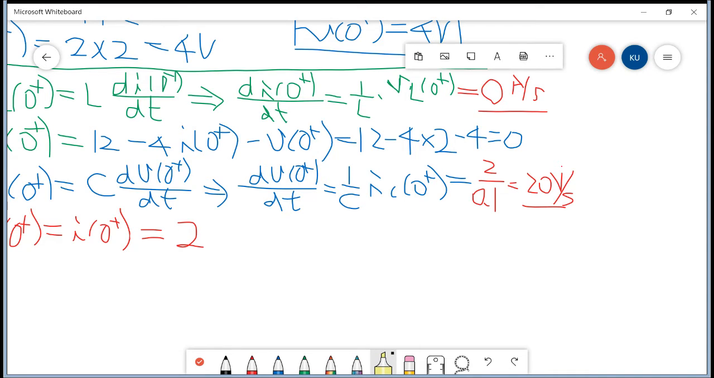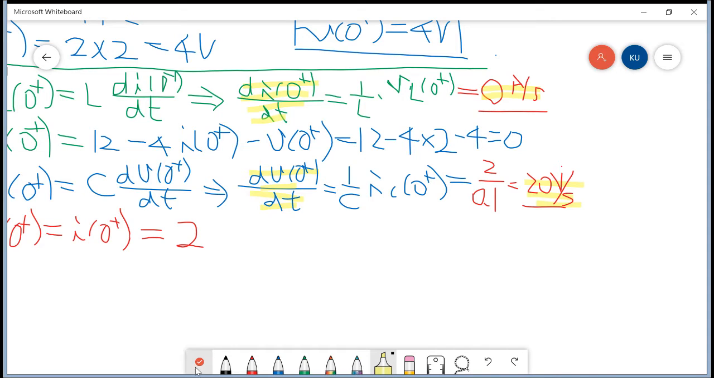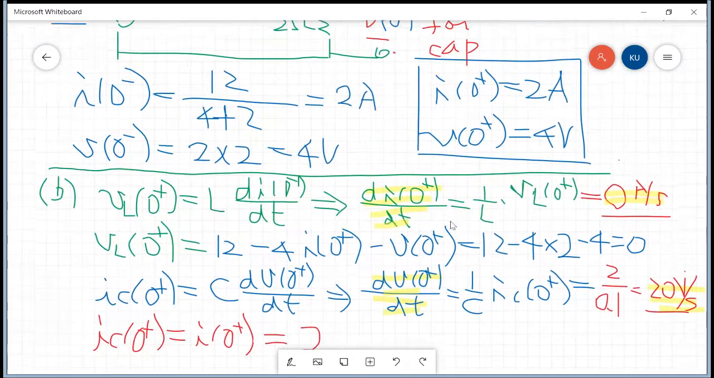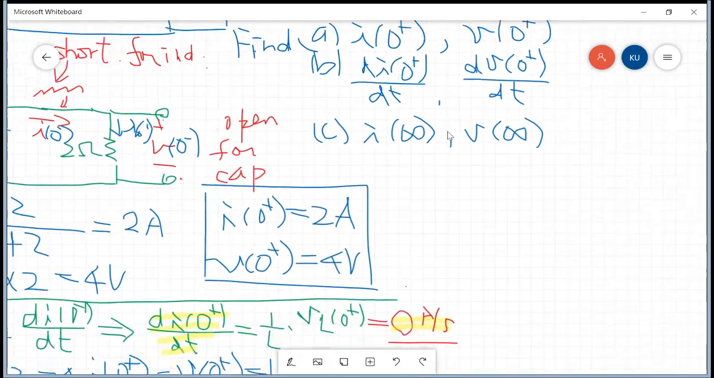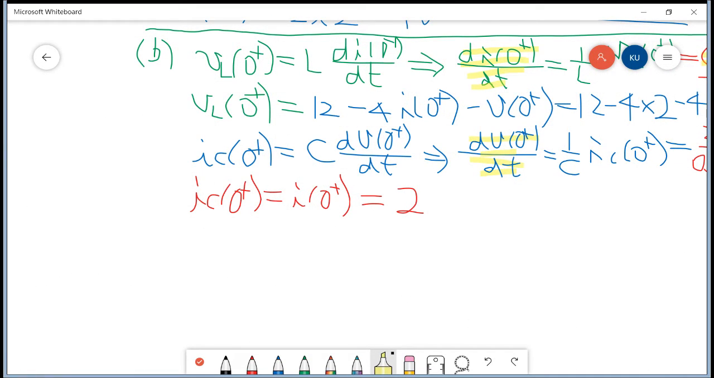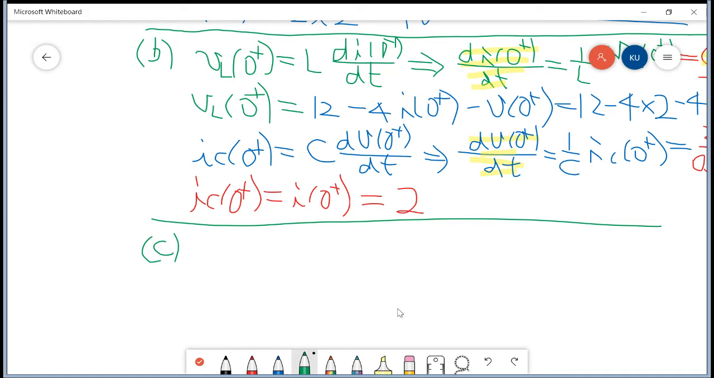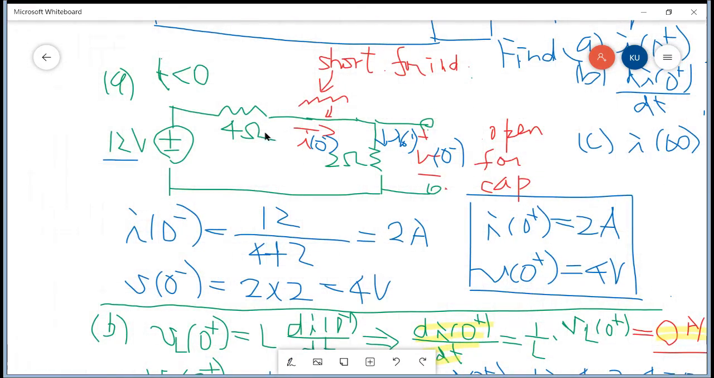So this one is dI0 plus dt, and dV0 plus dt is 20 volts per second. So this is the two answers for part B. And for part C, we would like to find I infinity and V infinity. So for part C, we can draw the circuit.